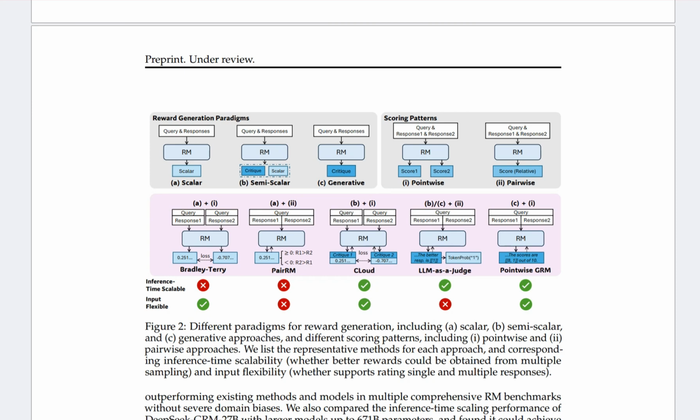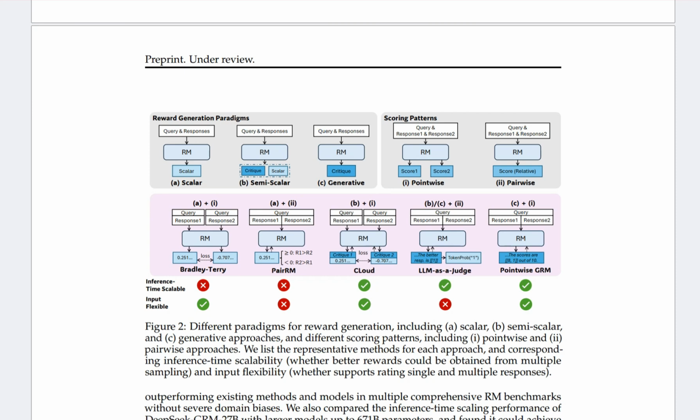The first property is input flexibility, which refers to the flexibility of the input. If you can score multiple answers individually, that's flexible. But if you can only score them in pairs, like pair-wise scoring, then it's not flexible. So pair-wise methods are inflexible.